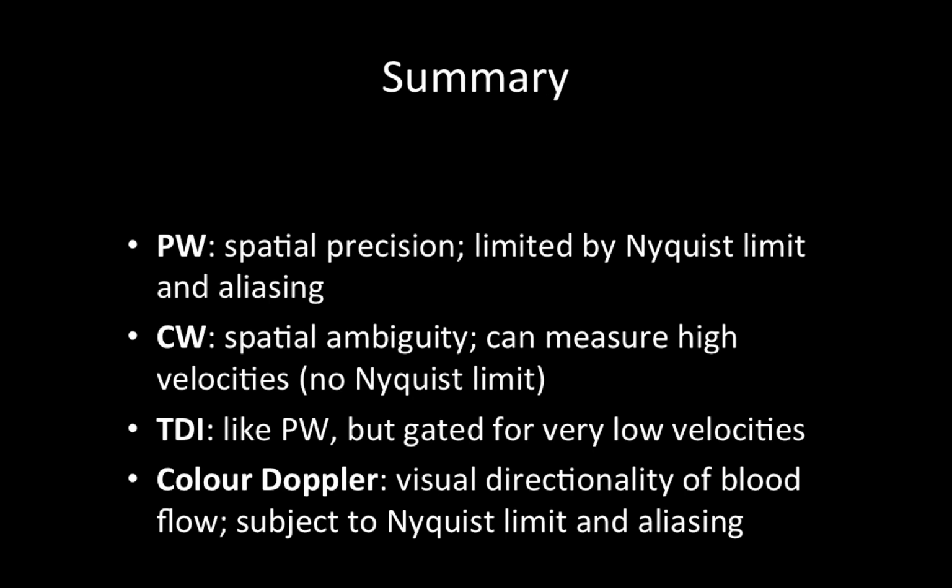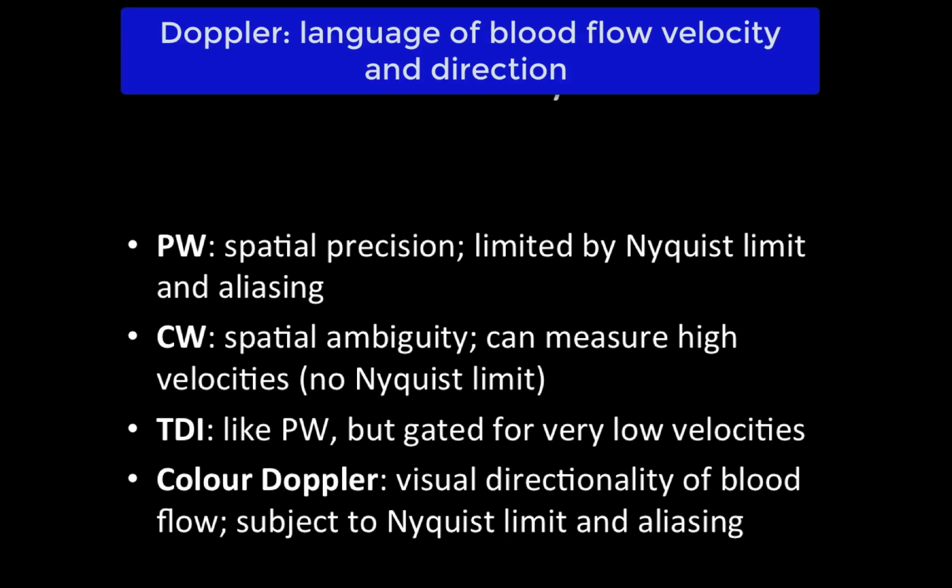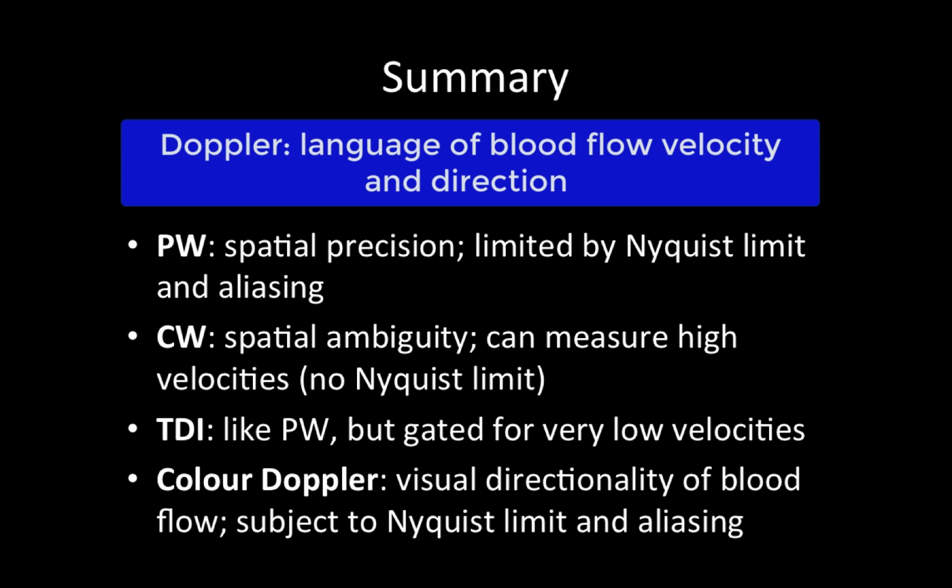All right, so after all those examples, here are the take-home points. Doppler is a technique that uses changes in the frequency of reflected sound waves to tell us about the velocity and direction of blood flow. We have a few different modes of Doppler, as summarized here. PW is characterized by spatial precision, but is limited by a Nyquist limit and aliasing at high velocities.